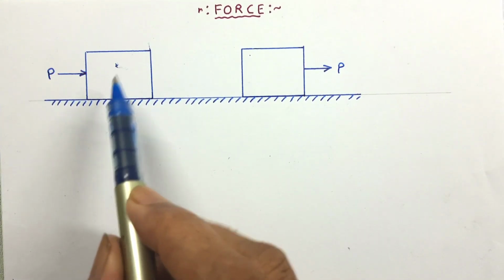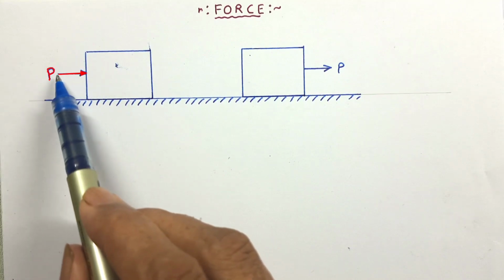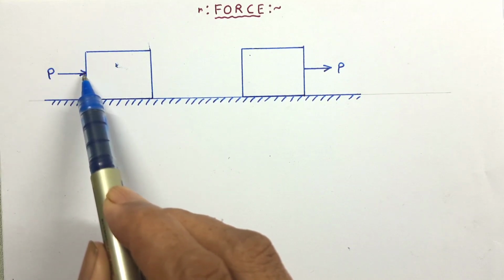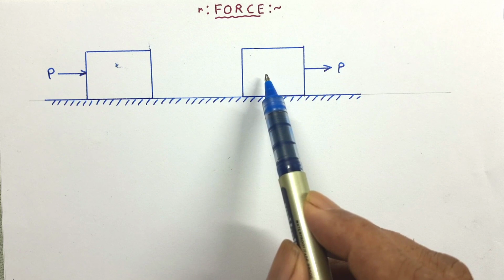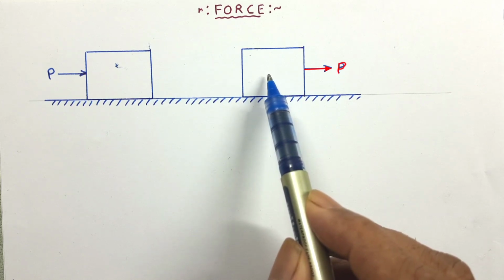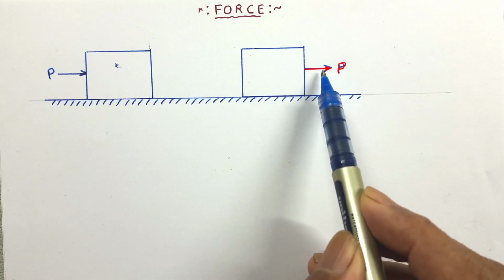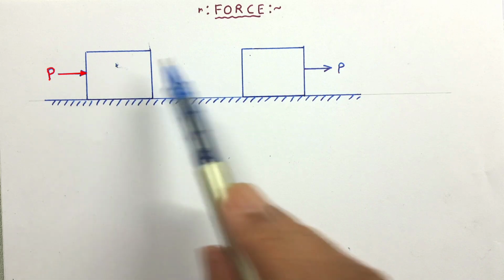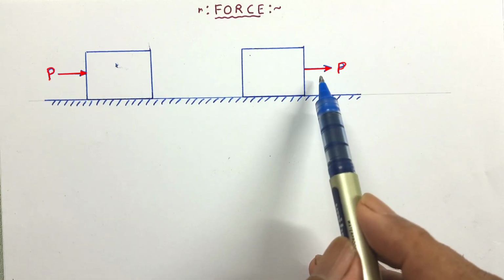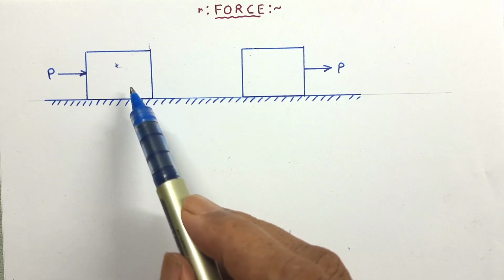So here in the figure we can see one object is lying on the ground and some external energy is applied and it tries to push the body. Same way, here one more object is there. On this object also a pull type of energy is applied which tries to pull the body. So due to the effect of such external energy, the body will come into motion.